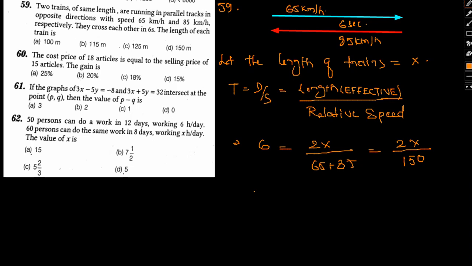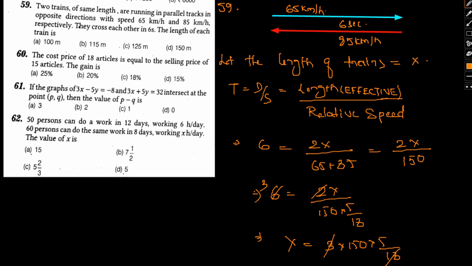Now this 150 is in kilometer per hour and the time is in seconds, so let me convert this into meter per second. So 2x into 150 into 5 by 18, meter per second. So this can be further given by 3. So x can be written as 3 into 150 into 5 by 18, 6. So this comes out to be 75 by 3. This comes out to be 25. So therefore x is 25 into 5 or 125 meters. Option C will be my answer.